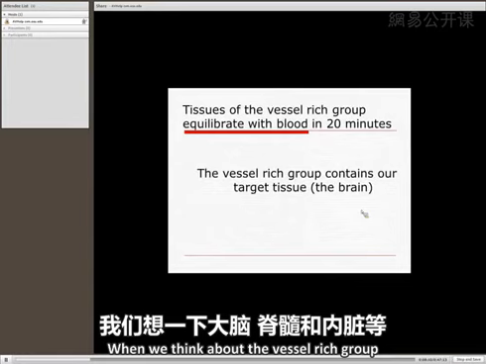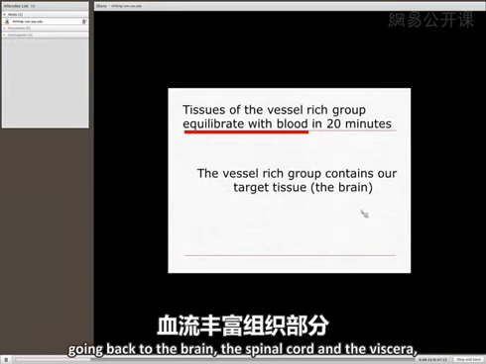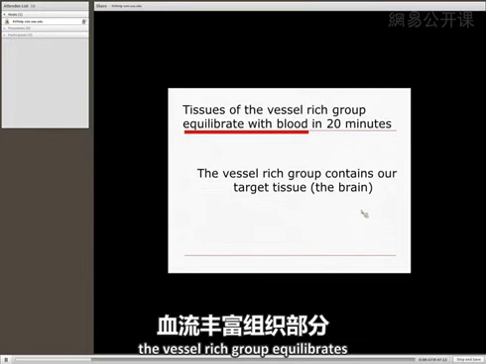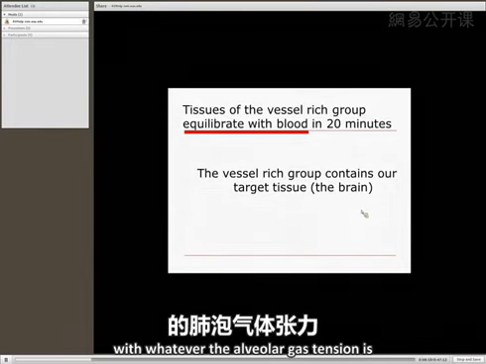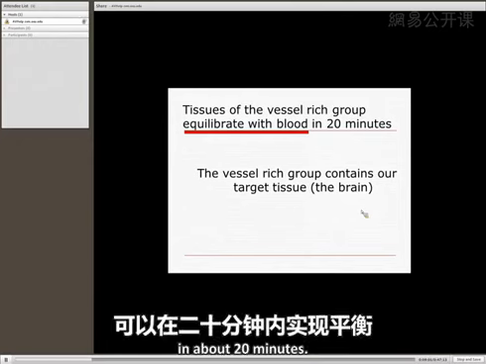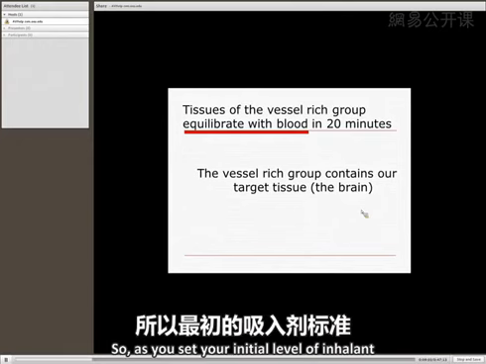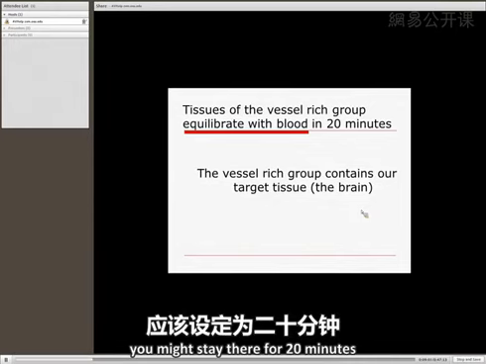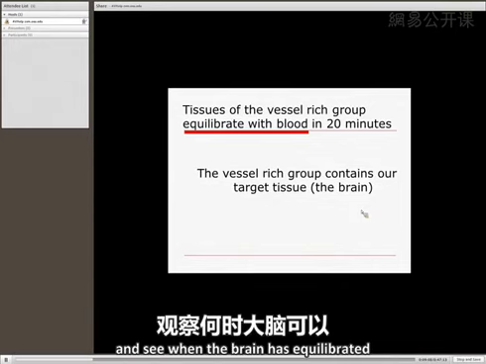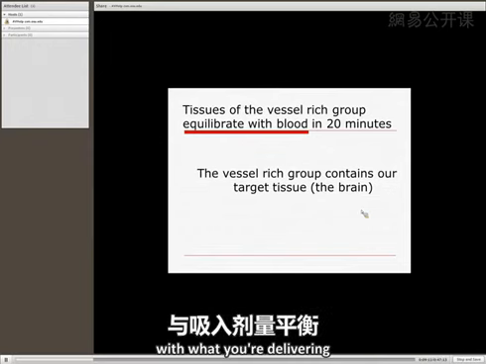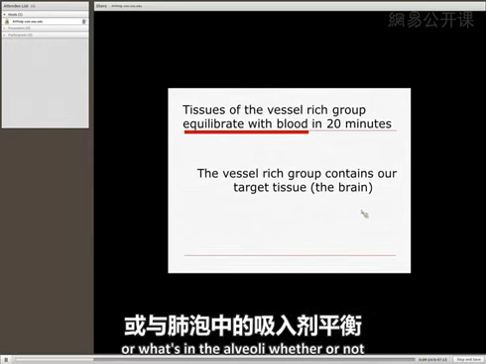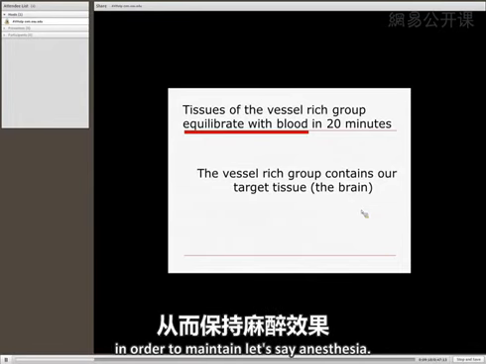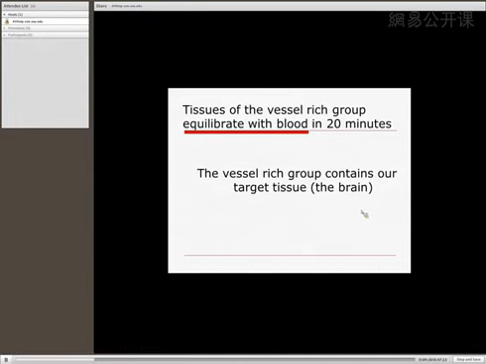When we think about the vessel-rich group, going back to the brain, the spinal cord, and the viscera, the vessel-rich group equilibrates with whatever the alveolar gas tension is in about 20 minutes. So as you set your initial level of inhalant, you might stay there for 20 minutes and see when the brain has equilibrated with what you're delivering, or what's in the alveoli, whether or not you need to change the level of inhalant at that point in order to maintain a safe plane of anesthesia.